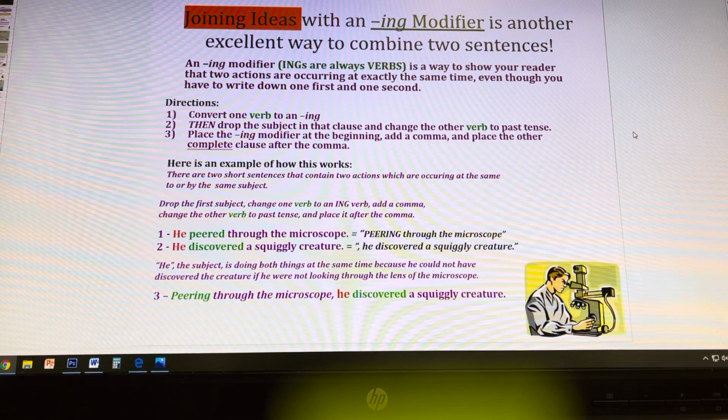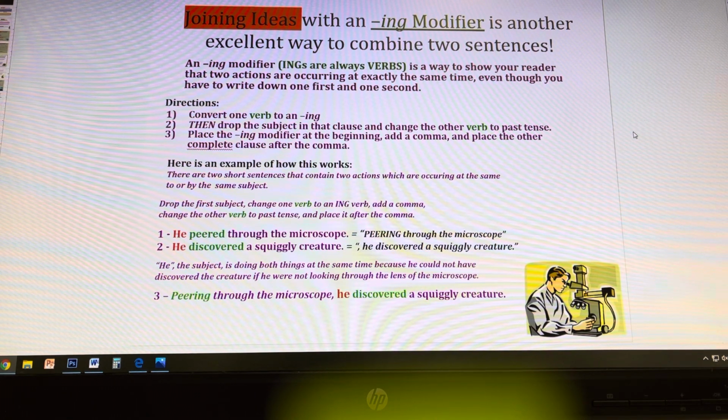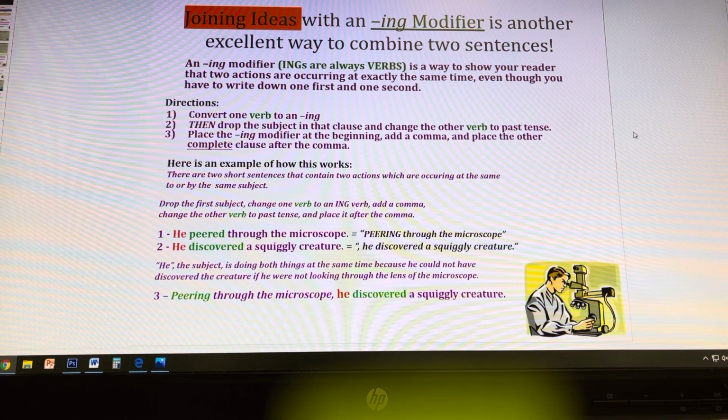Now we're going to work with joining ideas with what is called an ing modifier. Now this format is going to be used repetitively, but we're going to change some stuff up. We're going to make it an ed or a past tense. In this case, we're going to have it be an ing. So here is the way that we do it. We have two sentences. We have the same subject. So if you look down here, here are the two sentences that we're going to combine.